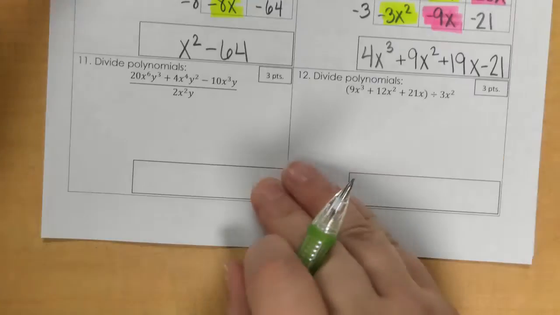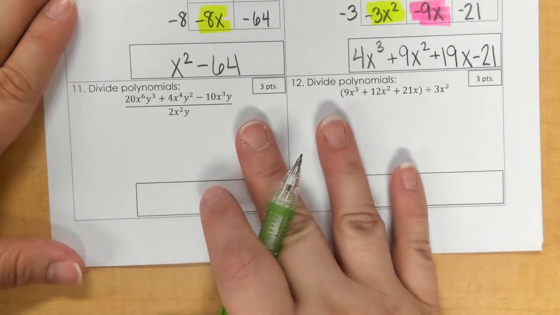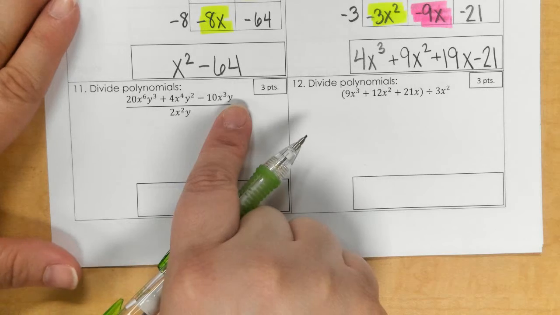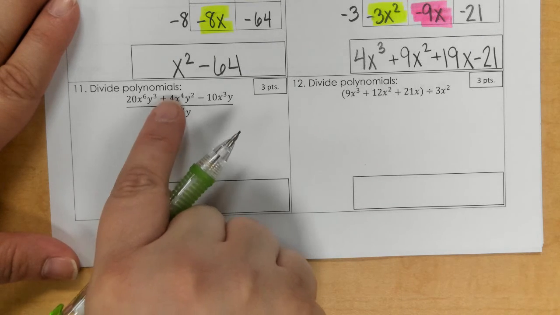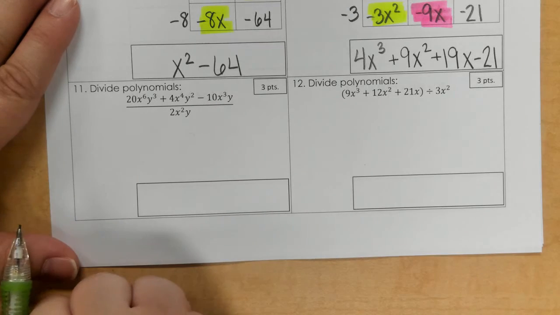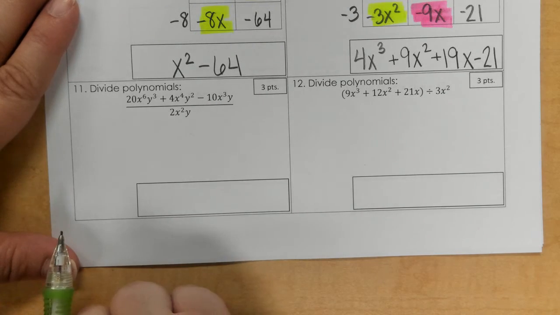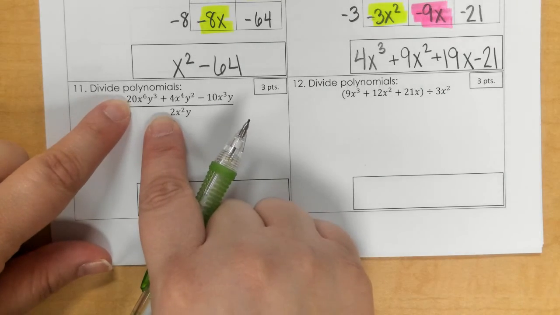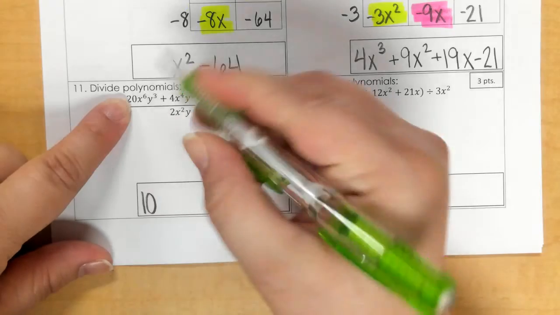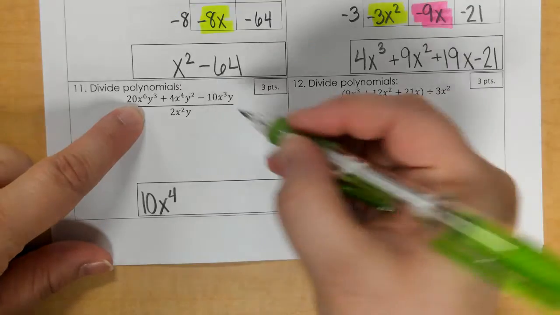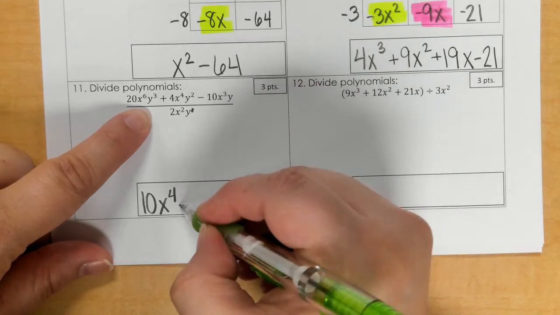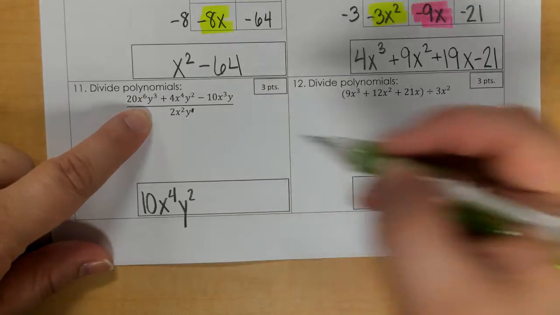Okay, the last two for this page are dividing polynomials. So here we discussed that we would divide the big numbers there, 20 and 2, 4 and 2, and negative 10 and 2, but then we would subtract exponents. So 20 divided by 2 gives me 10. Then I have an x, so 6 minus 2 is 4. For y, 3 minus 1 is 2.